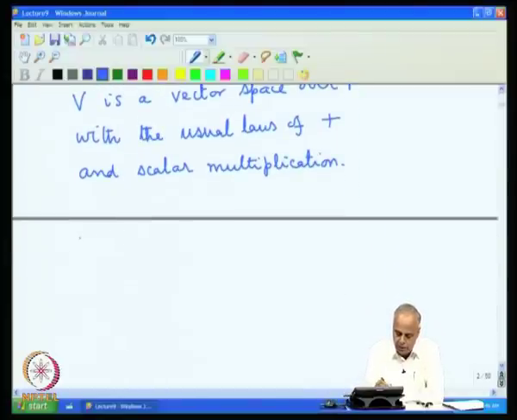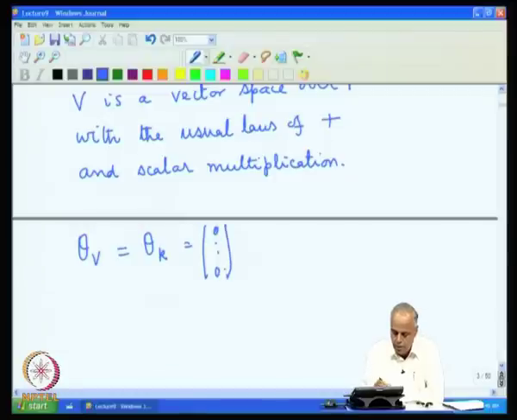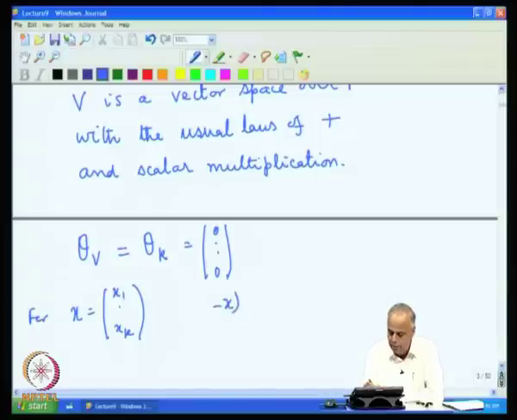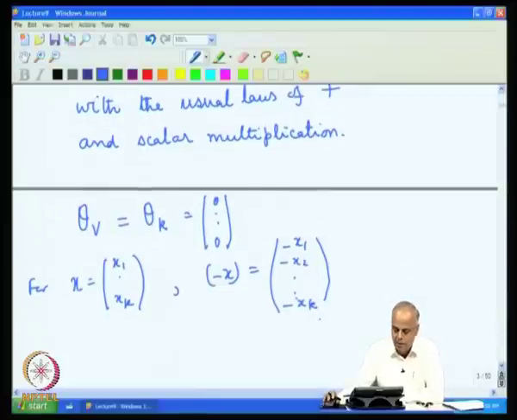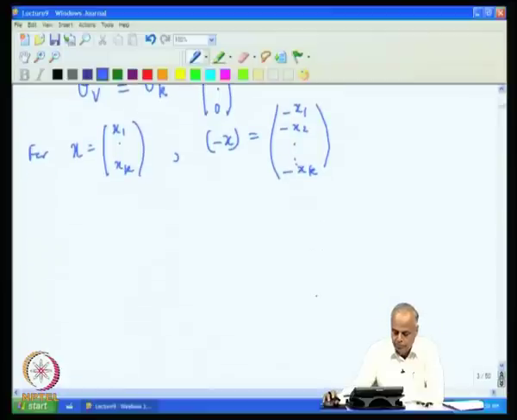In this vector space, the 0 vector is the theta k again, which is 0 0 0, and for x equal to x1, x2, xk, the negative vector is minus x1, minus x2, minus xk. Since x1, x2, xk are complex numbers, minus x1, minus x2, minus xk is also a complex number, and therefore, this vector we have defined, minus x, also belongs to Ck.